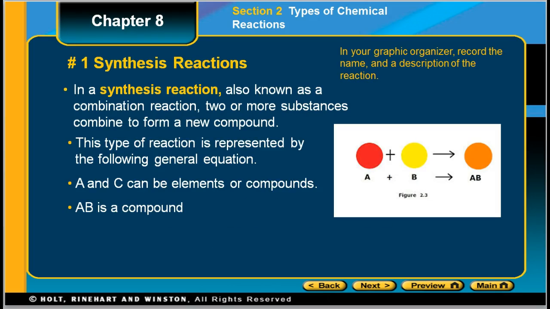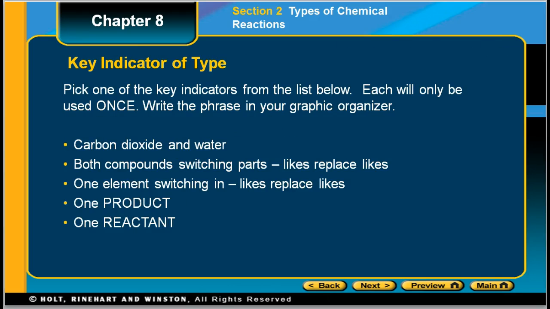All right, the first one that we're going to look at is called a synthesis reaction, and a synthesis reaction is also known as a combination reaction. Here in a synthesis reaction, you have 2 or more substances combining to form a new compound. So you make one compound, and these substances on the right can be elements or compounds, and they form together to make one product. So if you're looking at the indicator of types of this on this list, your answer for synthesis would be that you make one product.